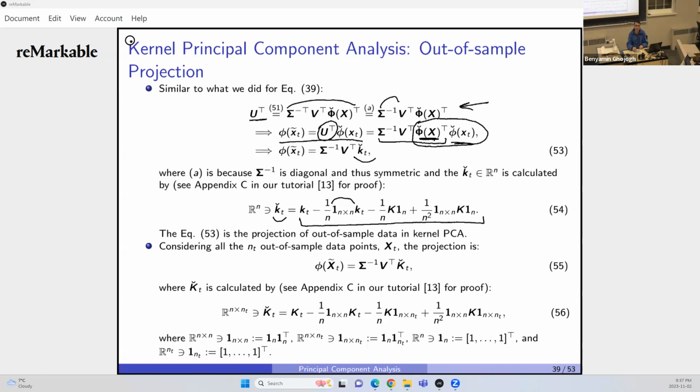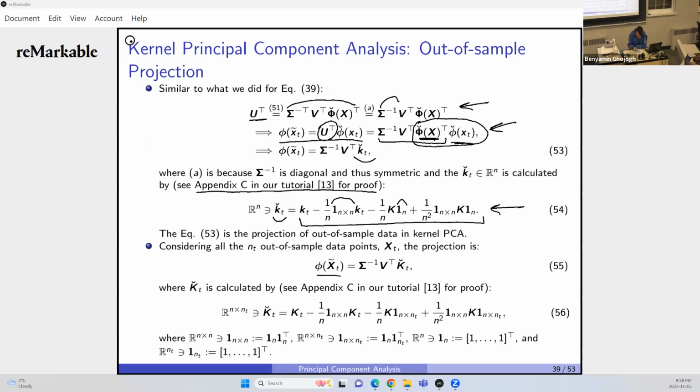What is this? 1n is a vector of ones, and n is the number of training points. But why is KT breve this? KT breve was this. Why is it equivalent to equation 54, appendix C in my tutorial paper? It has some proof, and I don't want to overwhelm you. You can go and see the proof in the tutorial on unsupervised and supervised principal component analysis.